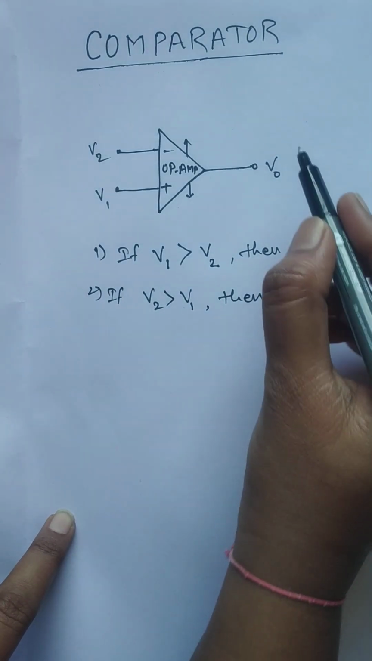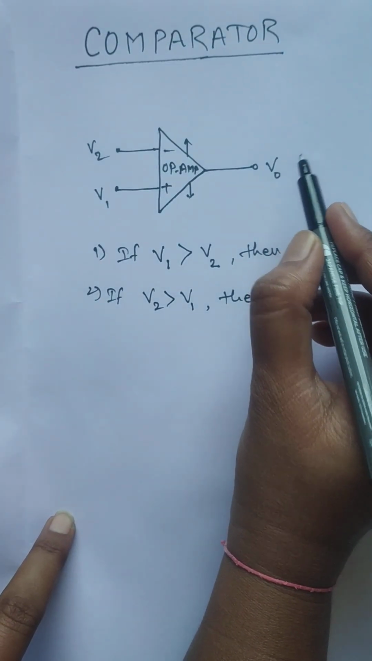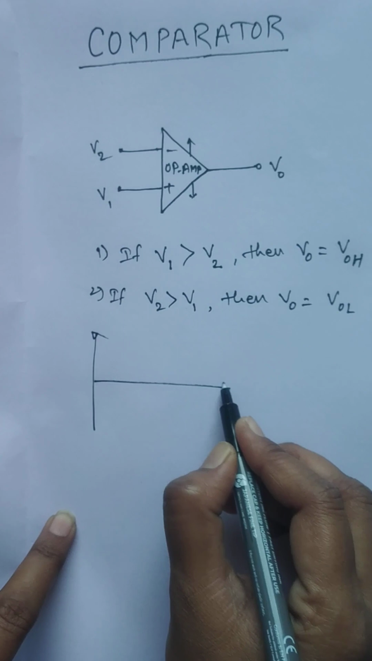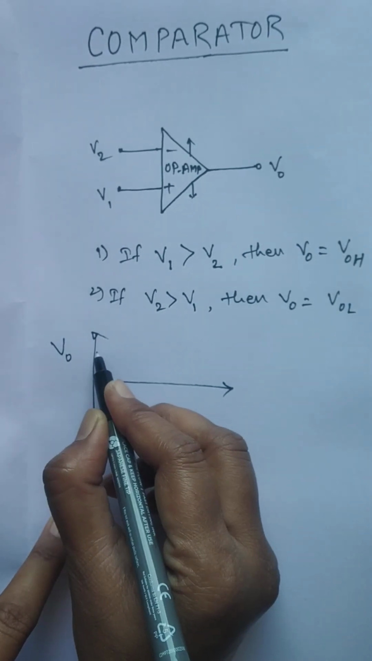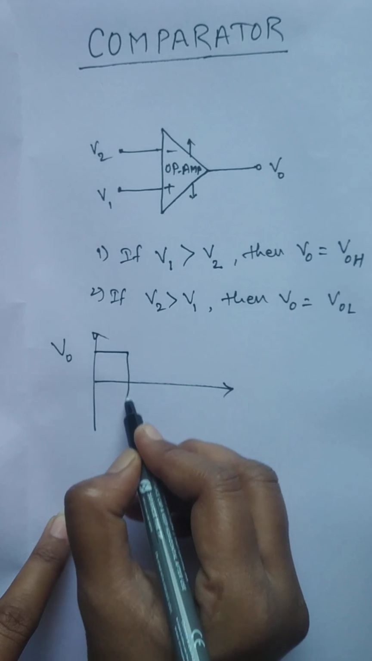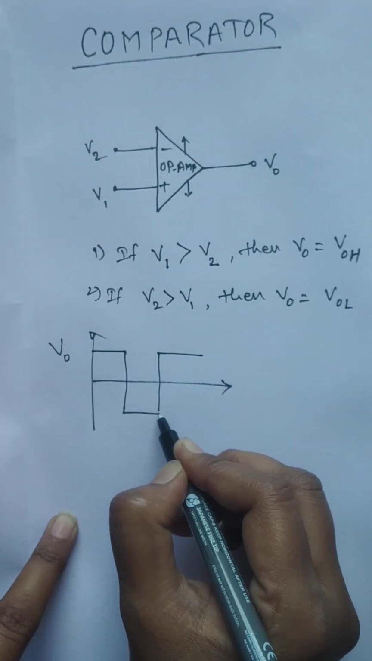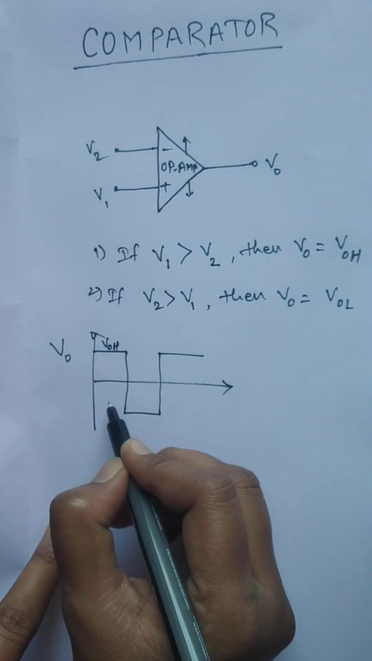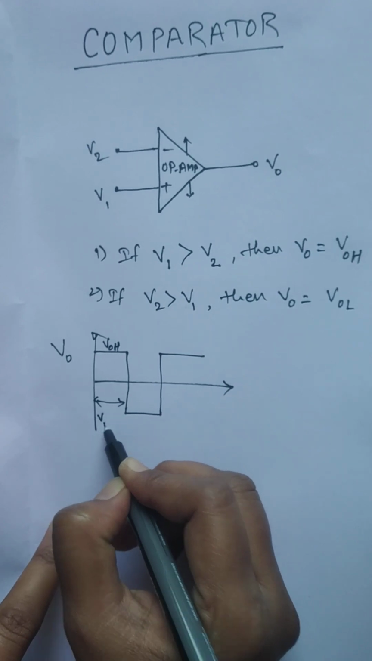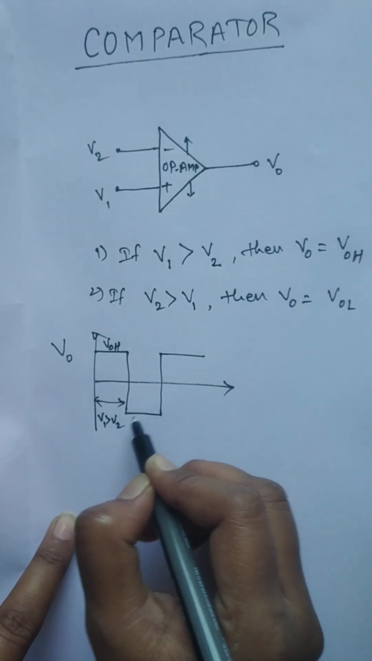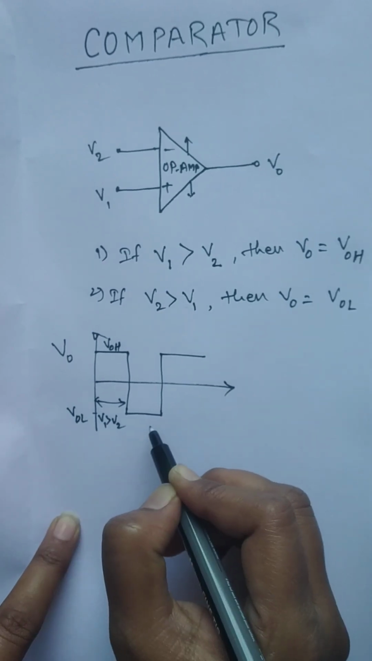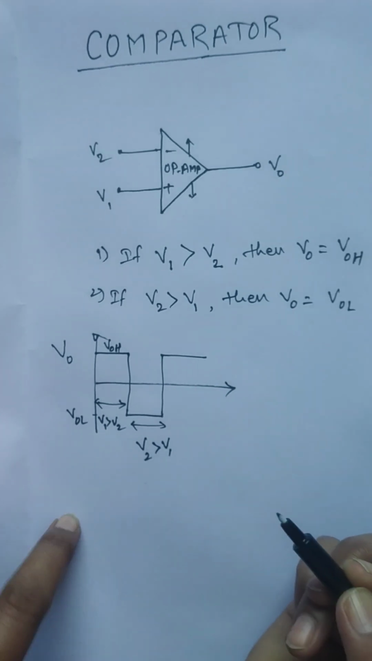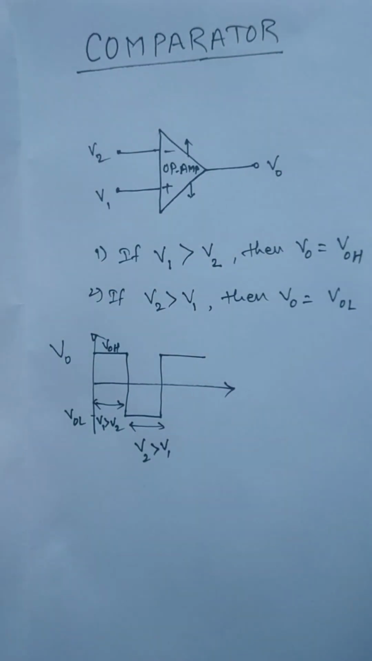Okay, this means the output of the comparator can be high, can be low. That's it. We can again show it in the form of a waveform also. So V output can be VOH or it can be VOL, depending on the values of V1 and V2. So it will produce VOH at what time? When V1 is greater than V2, and it will produce VOL, that is low output voltage, when V2 is greater than V1. As it is comparing, it is called a comparator.